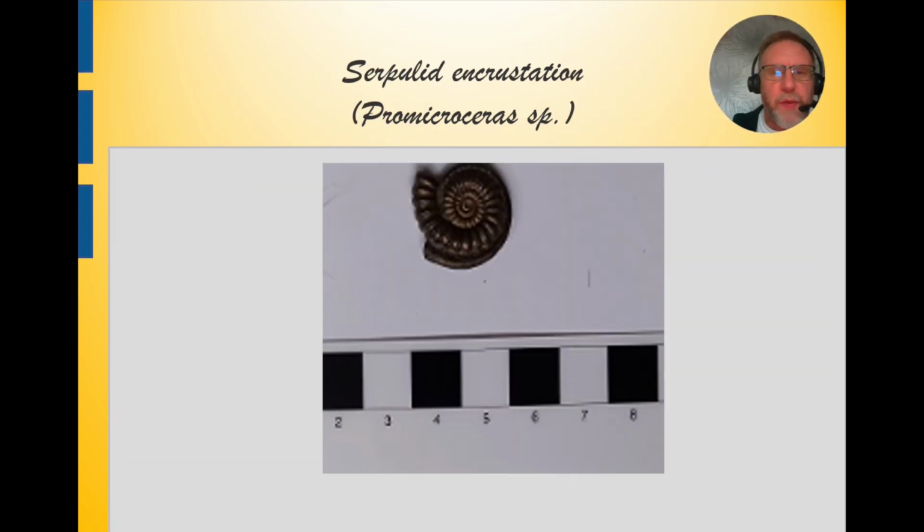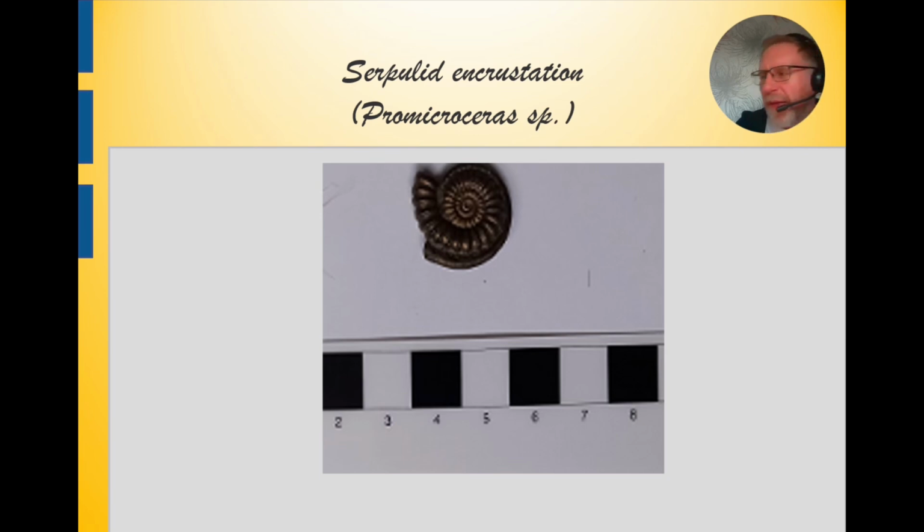This particular one doesn't have a formal IGRA name, it's just known as serpulid encrustation, and this is an example of Promicrosus from Dorset. You can see if you look closer that there's a serpulid worm tube attached to it that's grown around the venter, and it's grown as the ammonite has grown.